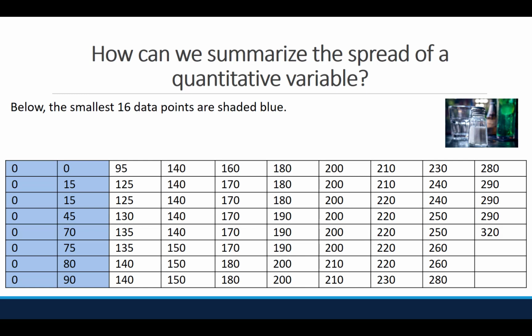Located here is the data set in order. The smallest 16 data points are shaded blue. Looking at the table, we can see that the value of the 20th percentile for this data set is 90.